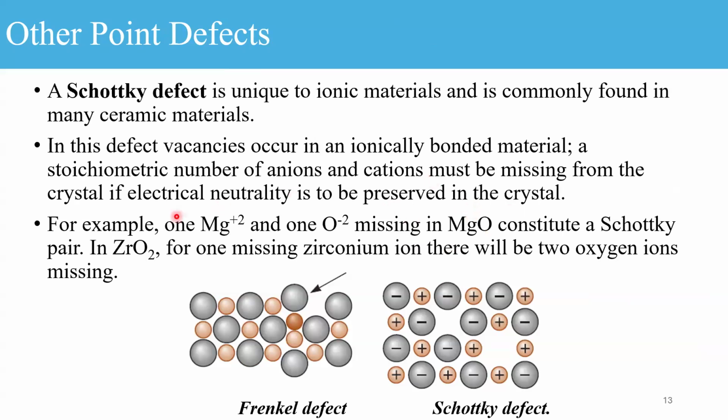What that means is, for example, if we have a magnesium Mg2+ ion and an oxygen O2- ion missing in magnesium oxide, they make a Schottky pair. But in zirconium oxide, for one missing zirconium ion, there will be two oxygen ions missing. So in this case, for one positive ion missing, we have one negative ion missing. But if we are dealing with something like zirconium oxide, for one zirconium ion missing, we have two oxygen ions missing.